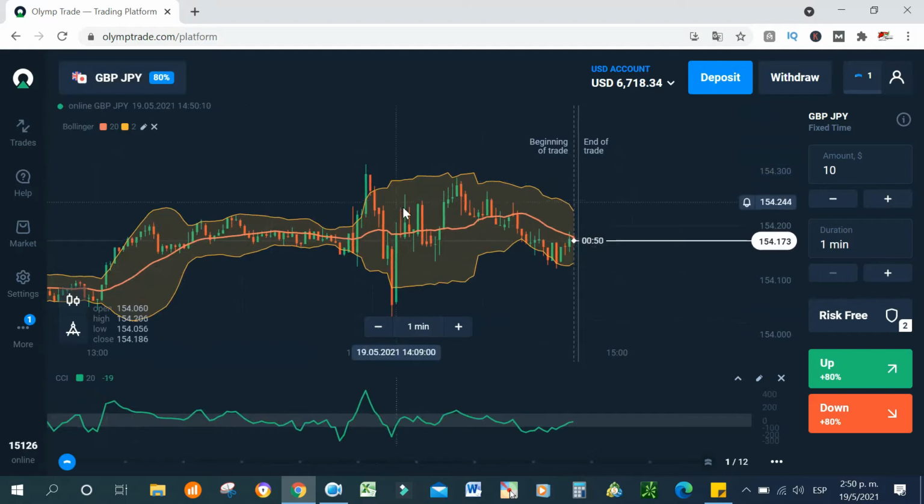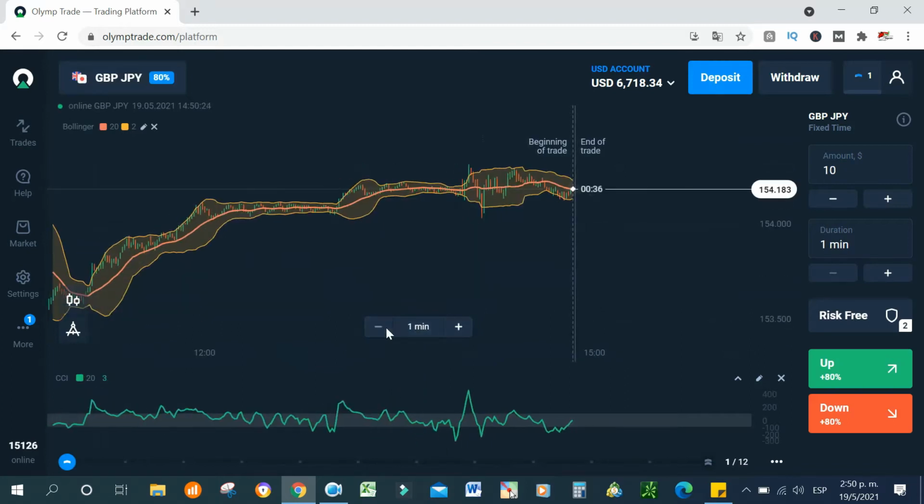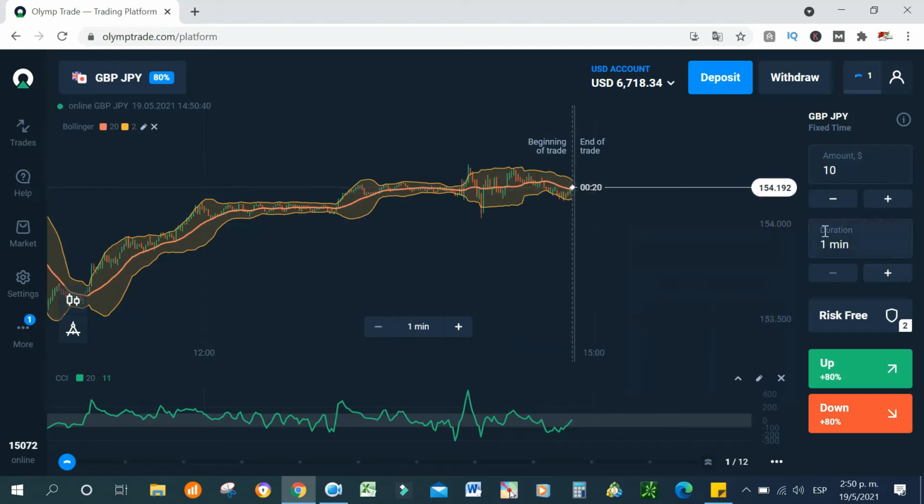The other thing you have to do is to set the chart for 1 minute. You can change the time frame here. It's 1 minute. That is the chart that I use to take all my trades. And the next step is to set it for 1 minute expiration. Choose 1 minute expiration. That's all you have to do to start with.